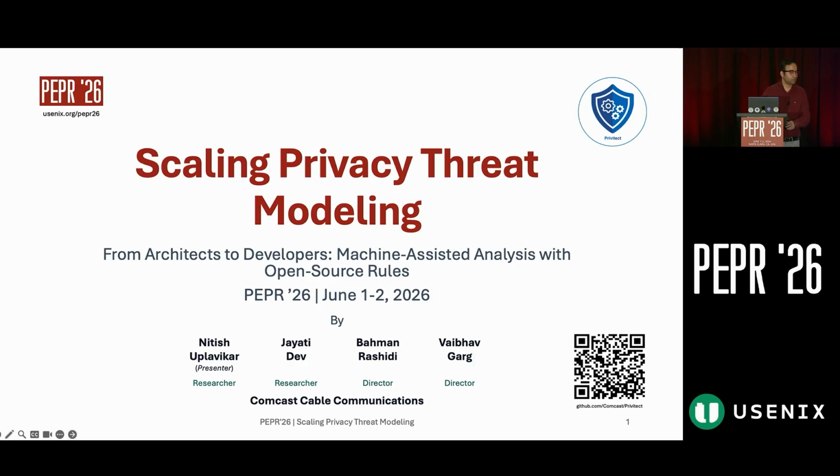I'm a researcher at Comcast, and today I will be presenting about our open source contribution and how it can help with scaling up privacy threat modeling. This was part of work done over one or two years ago, and these are my colleagues who have worked with me.